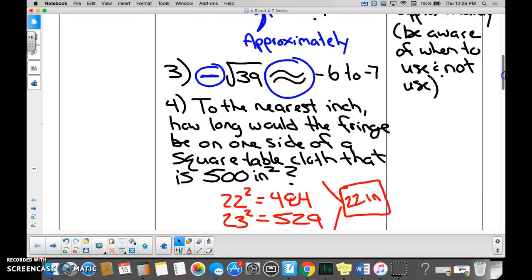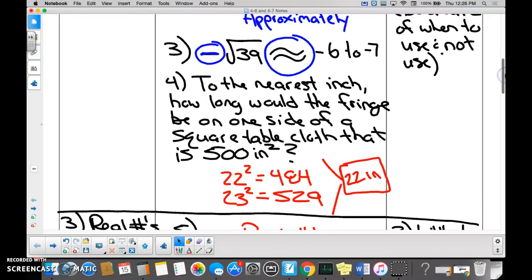Number 4, I'm not going to go through this entire problem with you, but it asks us to get to the nearest whole number. To the nearest inch, so the nearest whole number. The fringe of the tablecloth length was 22 inches. So the nearest whole number is 22 inches. Is that an approximation or an exact answer? Exactly. It's an exact answer because we're asking you to go to the nearest inch. Even though it's not truly the total length of the side, I asked you for the nearest whole inch. So therefore, that is the exact answer you're looking for. So you may not use approximation on that one.